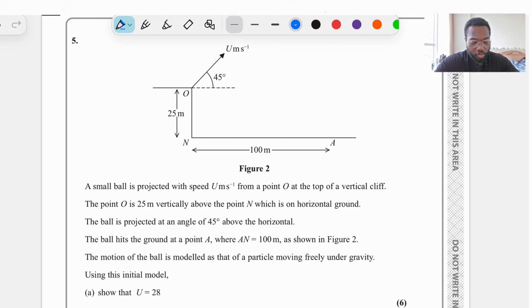Okay, so last question, question 5, where it's a projectile motion question. We have a small ball projected with the speed u on top of a vertical cliff. We know that it's 25 meters above the point N on horizontal ground. It's projected at an angle 45 above the horizontal. Motion of the ball is moving freely under gravity. We show that u is equal to 28.